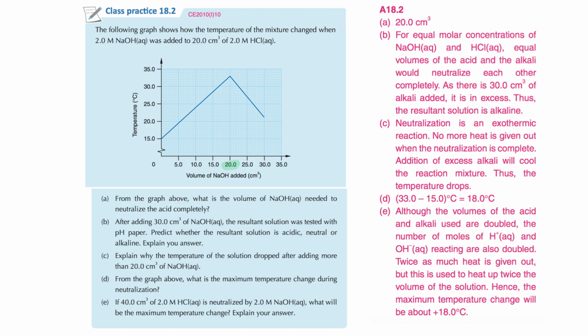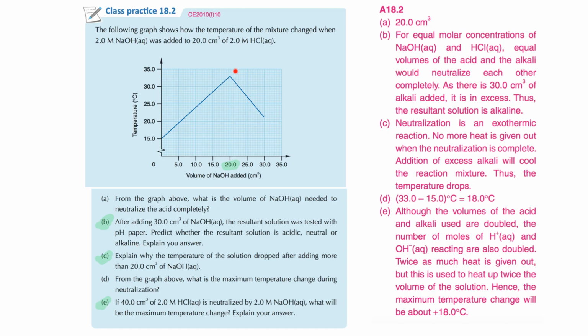to neutralize it. The things that I would like you to pay attention to will be part B, part C, and also part E. So for part B, after adding 30 cm3, the resulting solution was tested with a pH paper. Predict whether the new resulting solution is acidic, neutral, or alkaline.